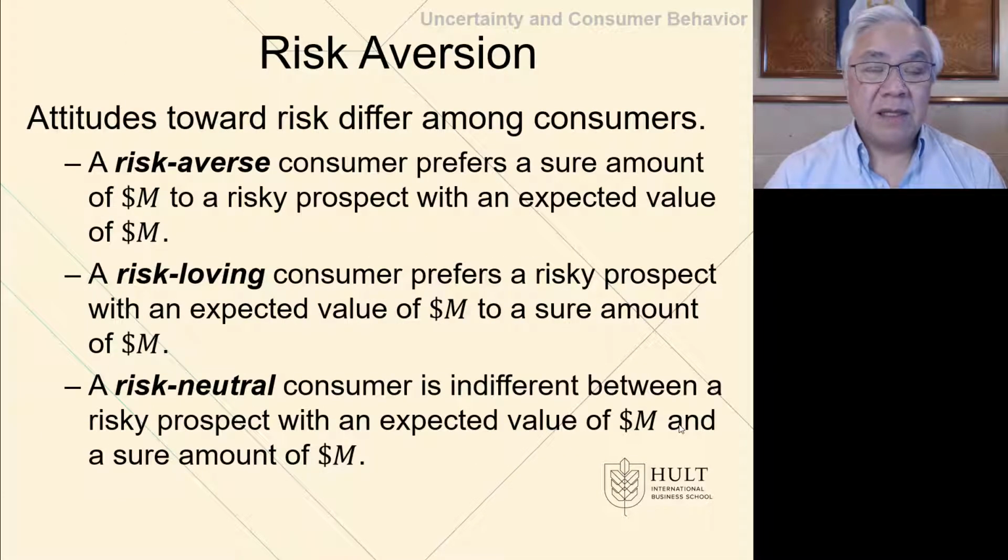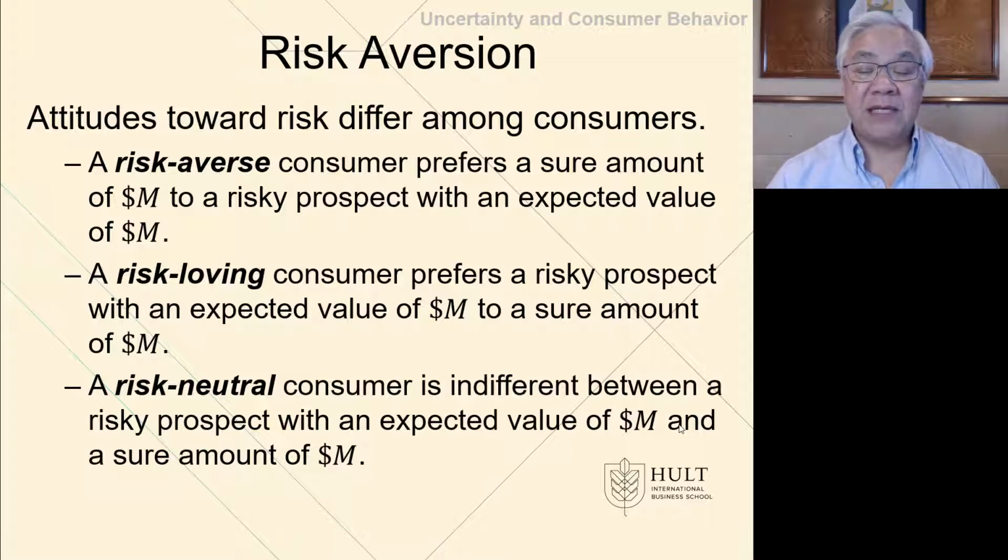Risk aversion. This deals with the attitude of risk differing among different consumers. A risk-averse consumer prefers a sure amount of $M to a risky project with the expected value of $M. And a risk-loving consumer prefers a risky project with an expected value of M to a sure amount of $M. And a risk-neutral consumer is indifferent between a risky project with the expected value of M and a sure amount of M.